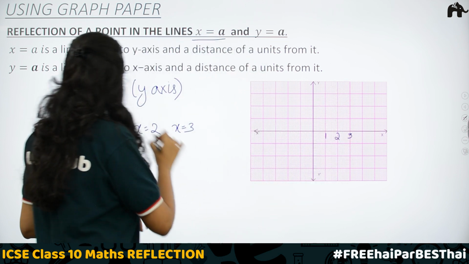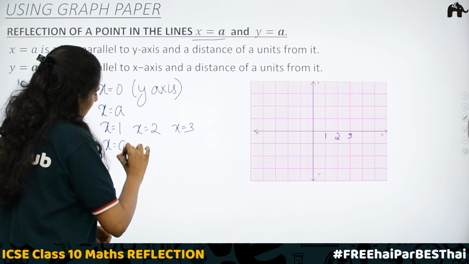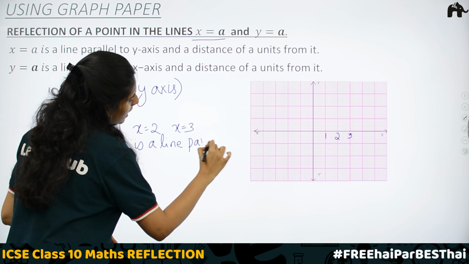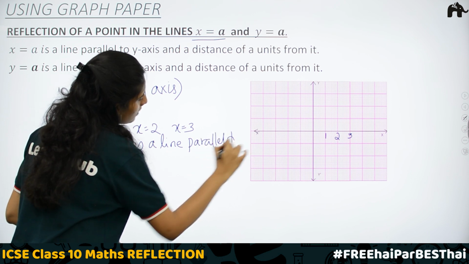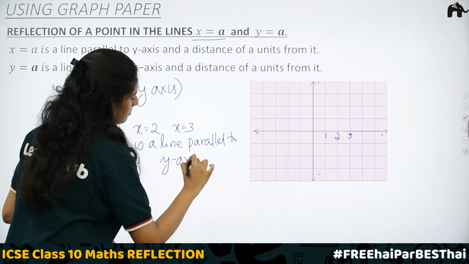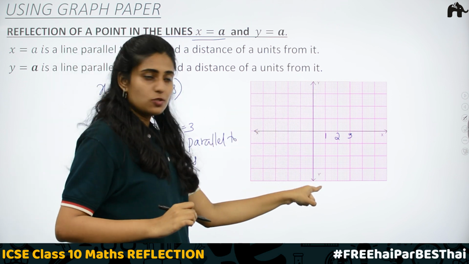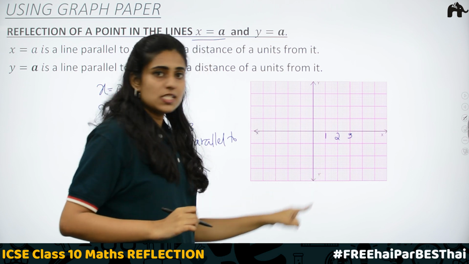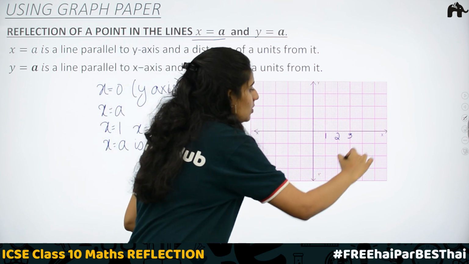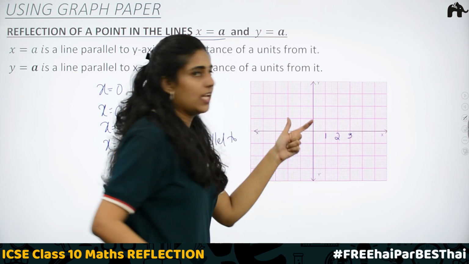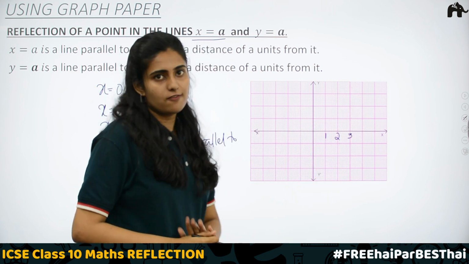So, x is equal to a is a line parallel to the y-axis. This is the y-axis. X is equal to 1 is parallel to the y-axis. X is equal to 2 is parallel to the y-axis. X is equal to 3 is parallel to the y-axis. Any value x is equal to a in general is parallel to the y-axis.